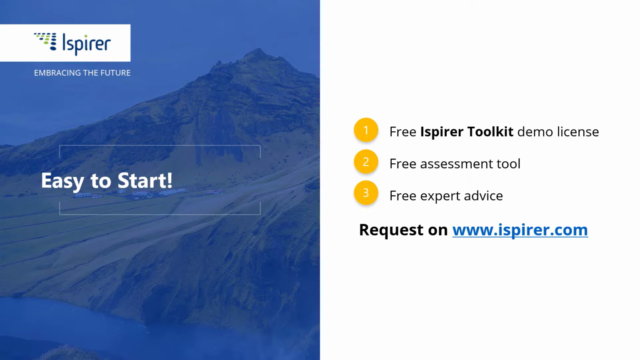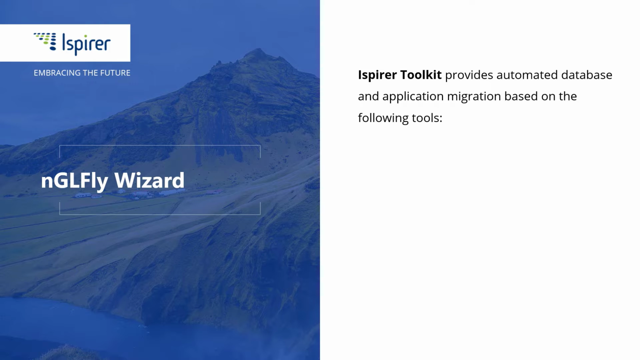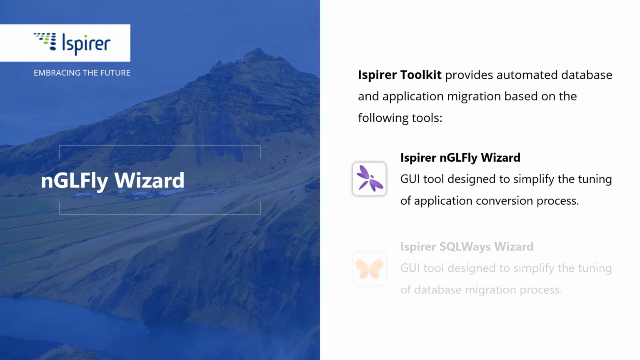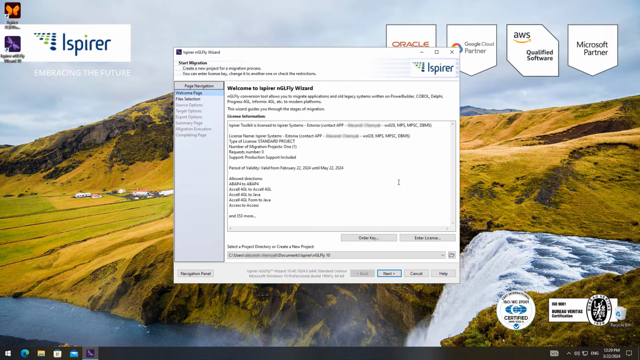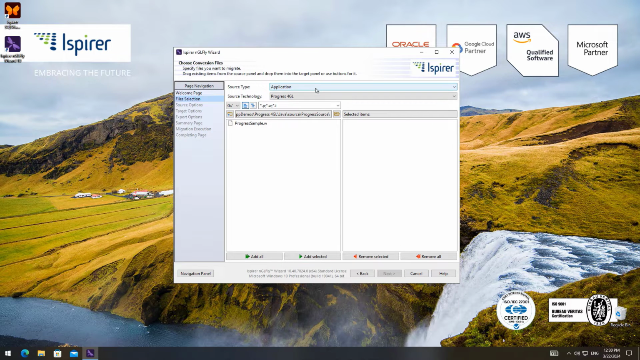Now let's start our Progress 4GL to Java migration walkthrough with Ispirer nGLFly wizard. The tool included in Ispirer Toolkit and designed to manage the application migration process. First, I need to provide the directory where the configuration files will be located. Further, I choose the source type, in my case it's an application.